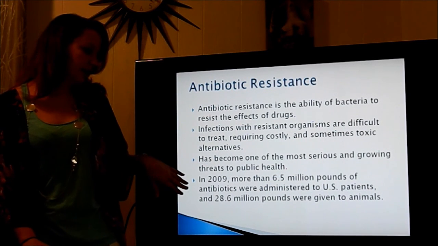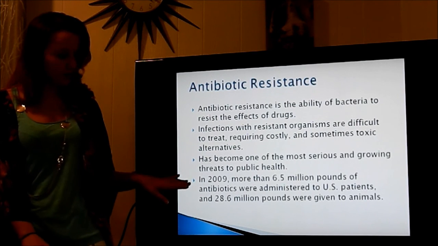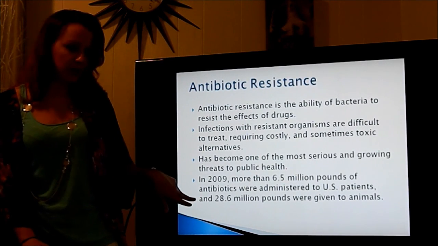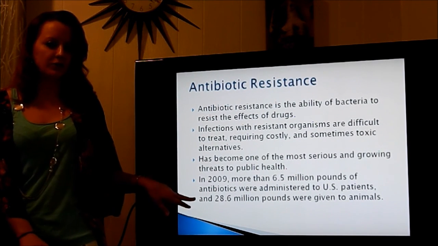In 2009, more than 6.5 million pounds of antibiotics were administered to U.S. patients, and 28.6 million pounds were given to animals, according to the New England Journal of Medicine.